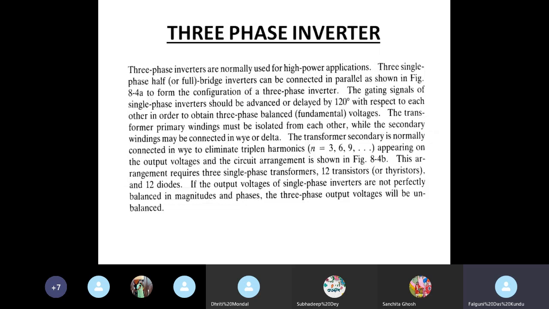Now we are going to discuss the three-phase inverter. Three-phase inverters are normally used for high power applications. As in the case of a transformer, at first we learn the single phase transformer, then we learn about the three-phase transformer, which is used when the voltage requirements are high or for high power applications. The same thing happens in the case of three-phase inverters. Three-phase inverters are normally used for high power applications.